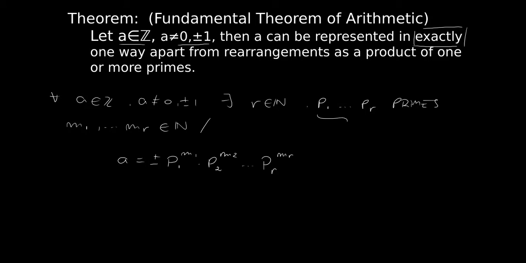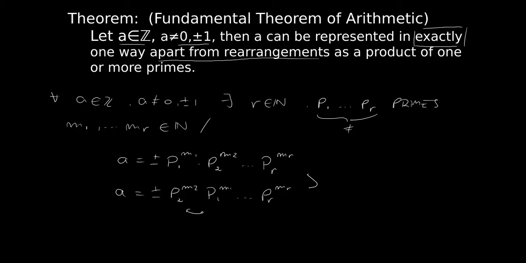These primes are all different from each other, and what I mean by saying apart from rearrangements is that we can also write a as plus or minus p2 to the power m2 times p1 to the power m1 times and so on pr to the power mr, but these two representations will be considered the same because all we did was swap these two numbers, but the number they represent is the same.